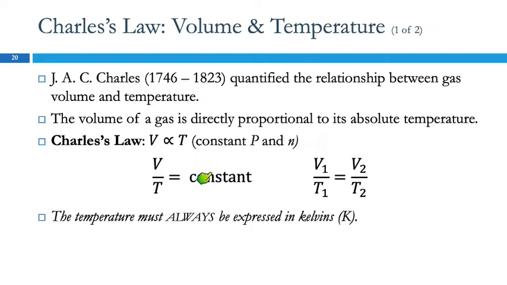We can express it like this, but we usually do it like this: V1 over T1 equals V2 over T2. And very important, the temperature must always be expressed in kelvins. You can't use Celsius, you can't use Fahrenheit, it has to be kelvins.